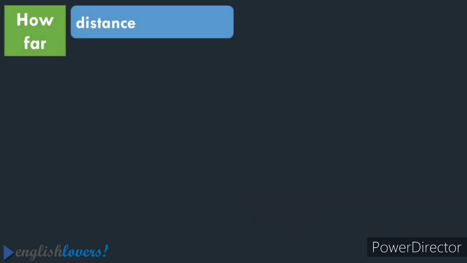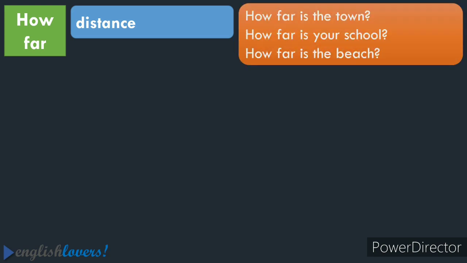Next is how far. Now, how far is used to ask the distance, or if you want to know the distance, then ask the question by using this question word how far. See the examples. How far is the town? How far is your school? How far is the beach? So in all these examples, the speaker wants to know the distance of the town, school and beach. So he says how far. So how far is equal to distance.